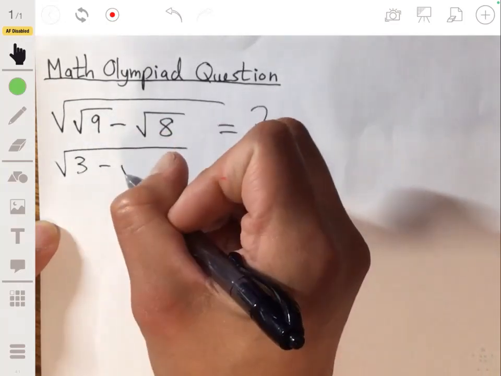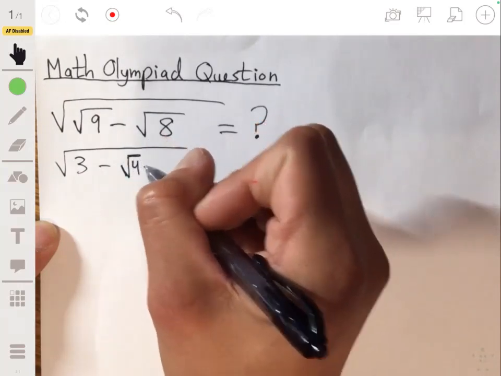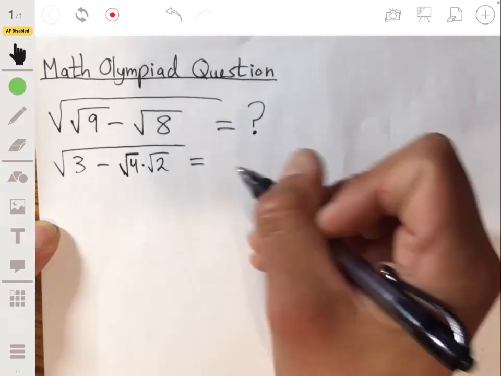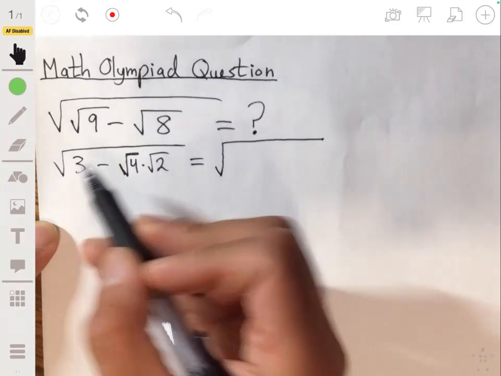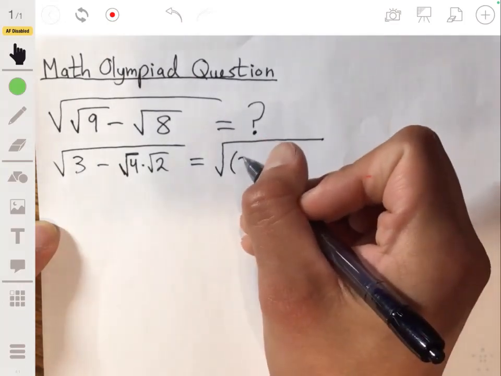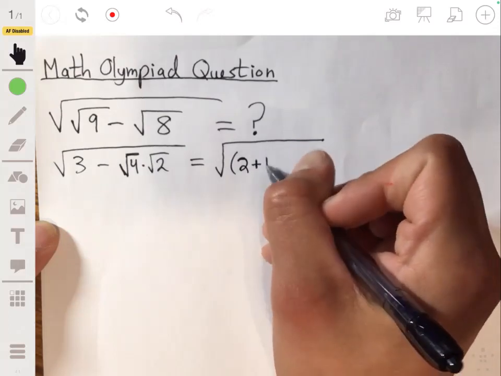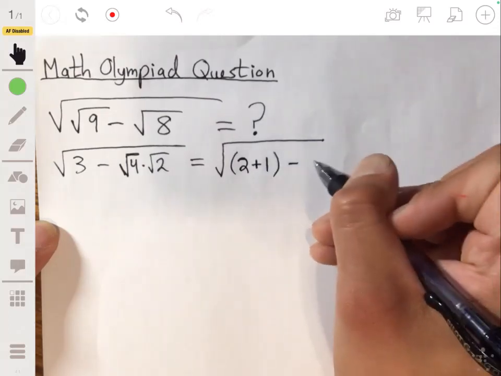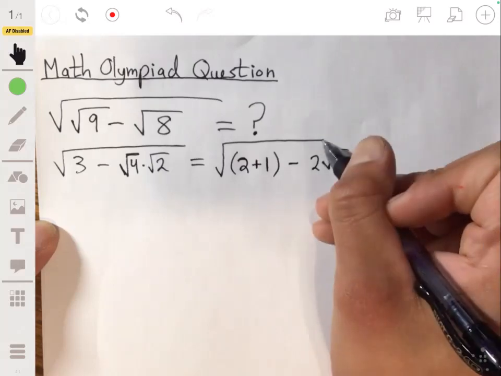The square root of 8 can be broken down into the square root of 4 times the square root of 2. And so then what we're also going to do is make this 3 into a 2 plus 1. I'm going to show you why in just a minute. And this will be minus 2 times root 2 for that next part.